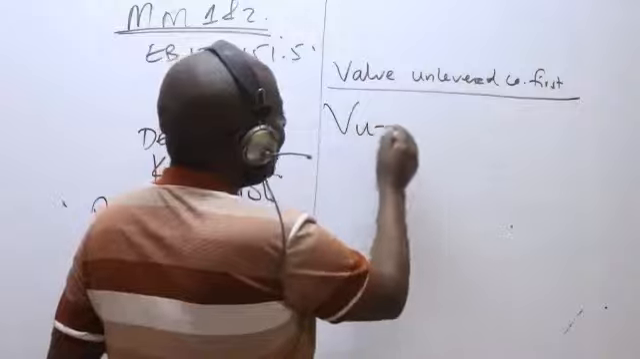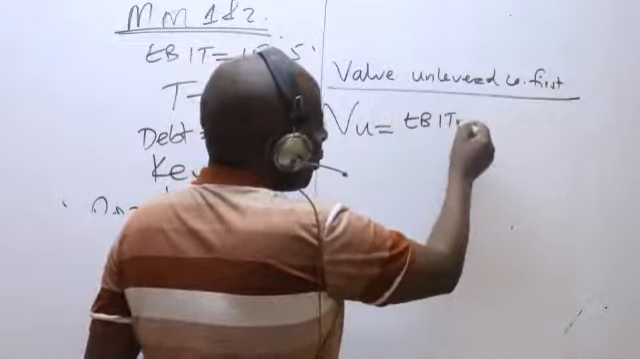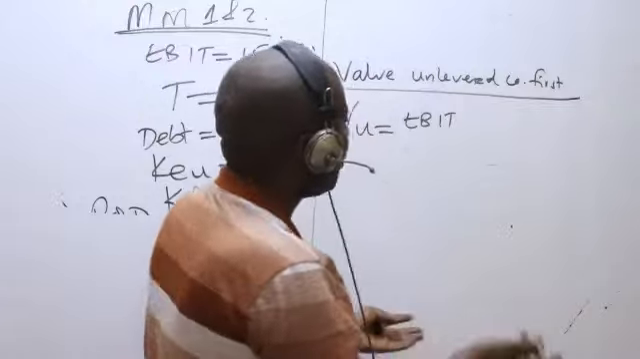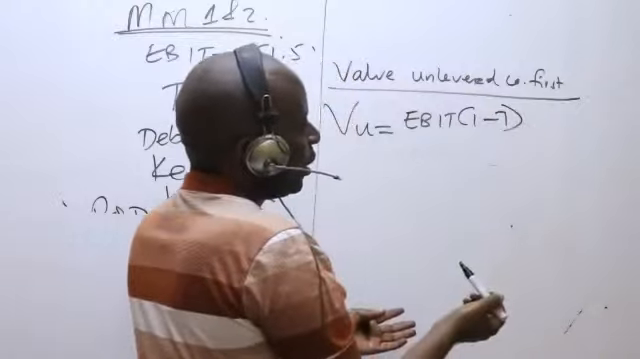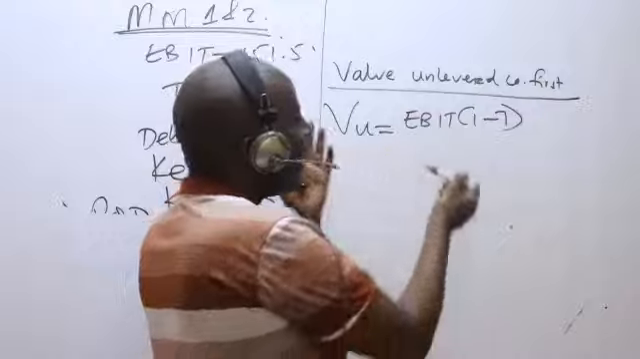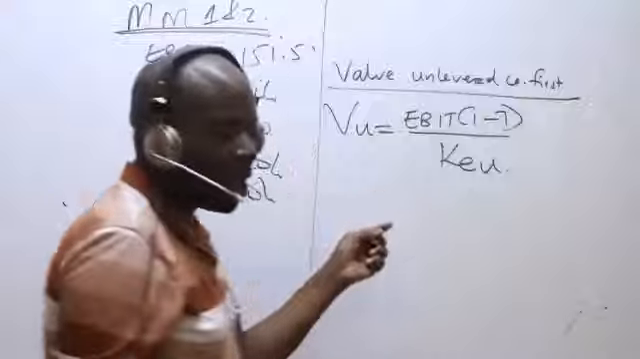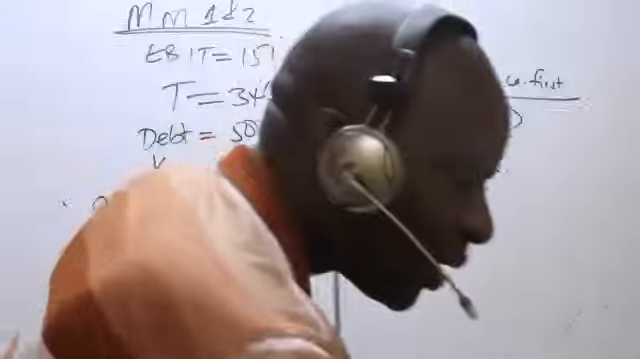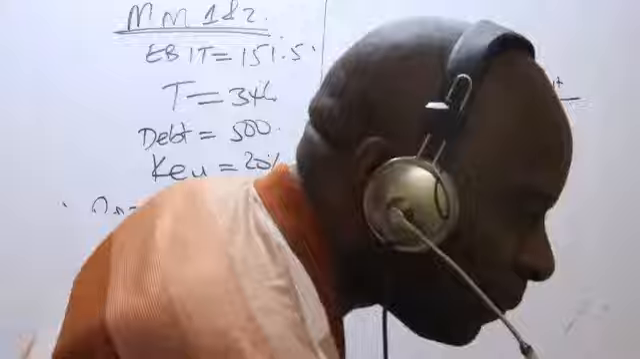So the value of unlevered will be the amount we shall receive, what we call the EBIT. If you wish, you can say minus interest, but we don't have interest here. So in this case, it will be EBIT times 1 minus tax, and then the cost of capital of an unlevered firm, which is always called Ke.